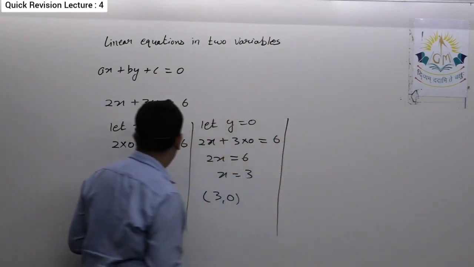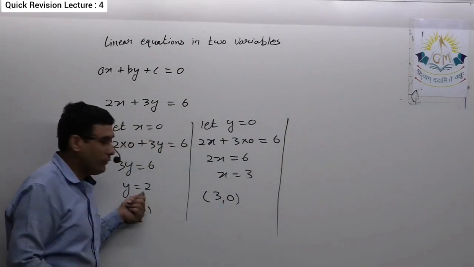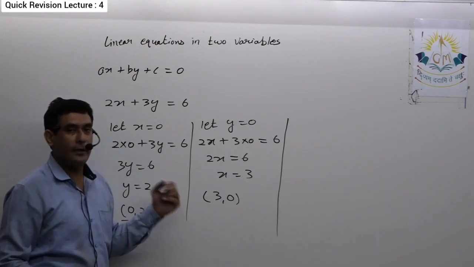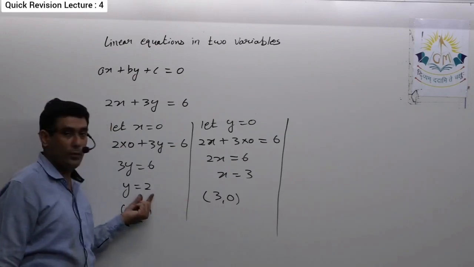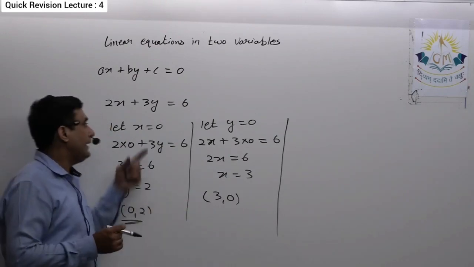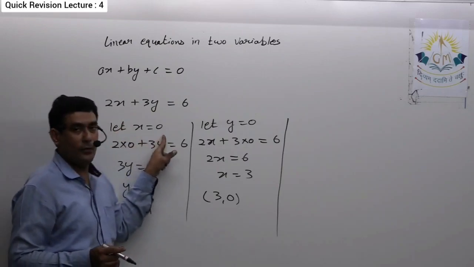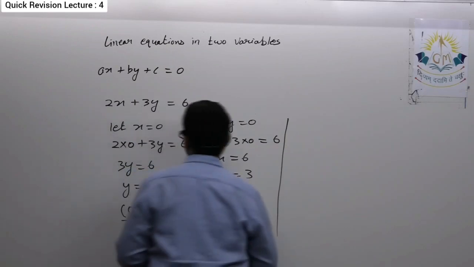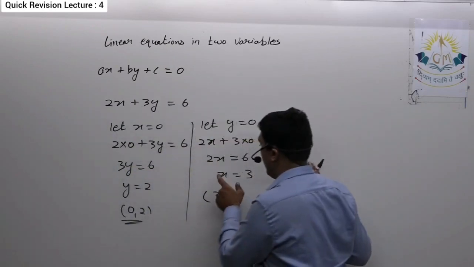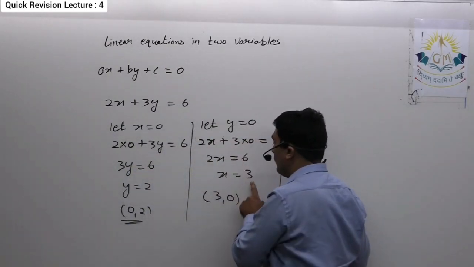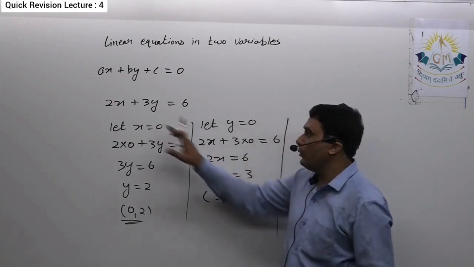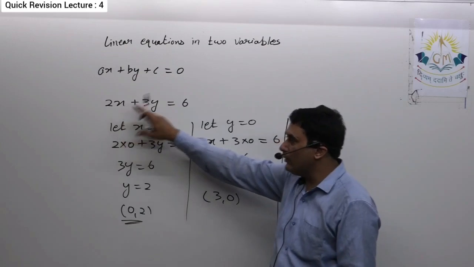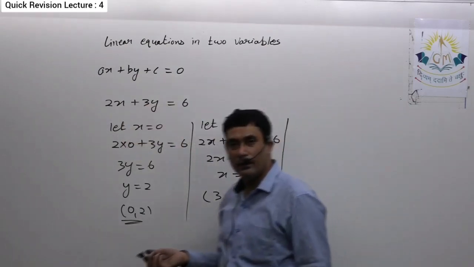Now see, on putting x equal to 0 I got y equal to 2. So the only restriction is that to get the next solution I can't take y equal to 2. Even if I take y equal to 2 I will get x equal to 0 and the solution remains the same. So you have to take care that you do not repeat the values. For example, on putting y equal to 0 I got x equal to 3. That means here I won't put x equal to 3. Again, even if I put x equal to 3, y will be 0 only.